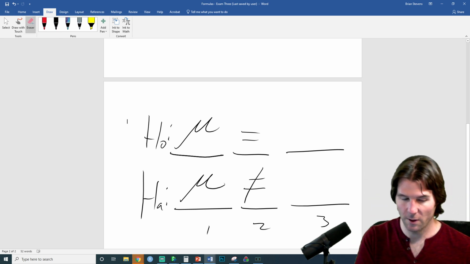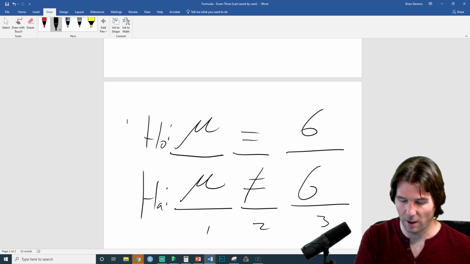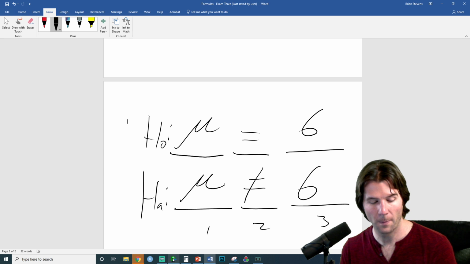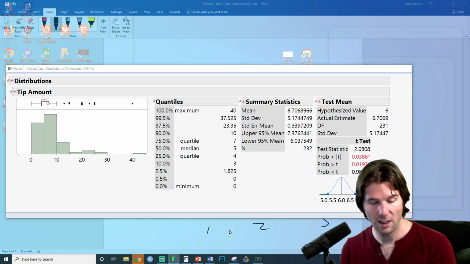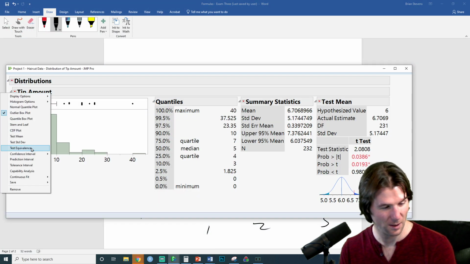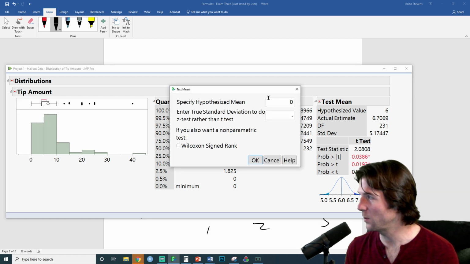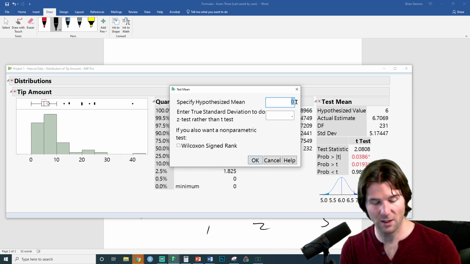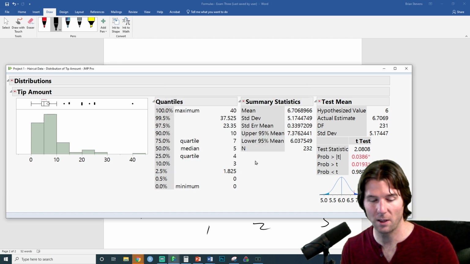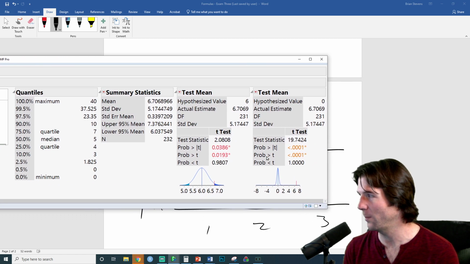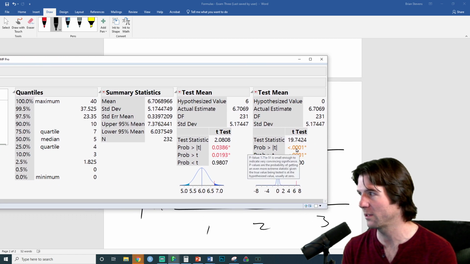And so earlier, you saw me do 6 right here. So 6 was my hypothesized value. Just so you can see it again in the JMP output, when you do your JMP question and you go to test the mean, guess what it asks you? It asks you for the hypothesized mean. So if I put something ridiculous in here like 0, like people aren't tipping, you'll see that these p-values come out very low, that we have evidence that the true tip is greater than or not equal to. We have evidence for both of these.